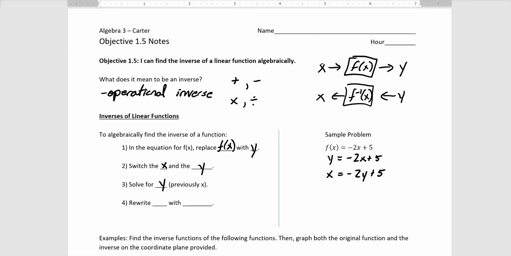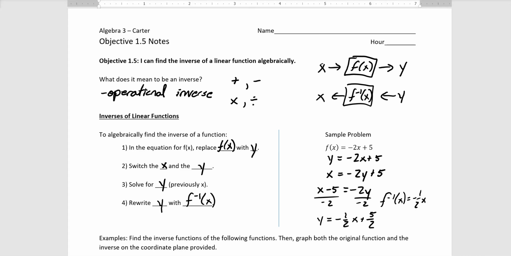So to solve here, I would subtract 5, x minus 5 equals -2y, divide by -2, and I would say that y equals -1/2 x plus 5/2. And the final thing I'm going to do is rewrite y with f inverse of x to show that inverse relation. So my final answer here would be f inverse of x equals -1/2 x plus 5/2. And that would be my final answer there.